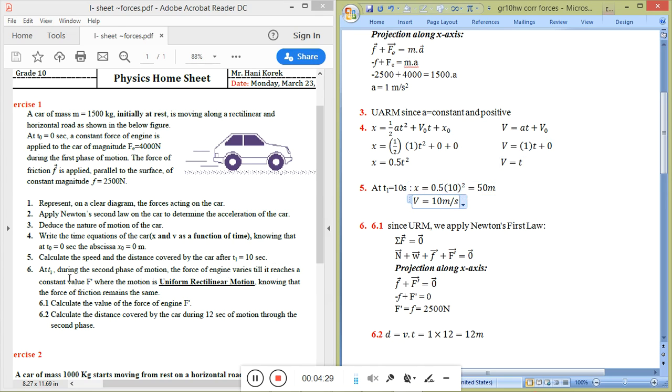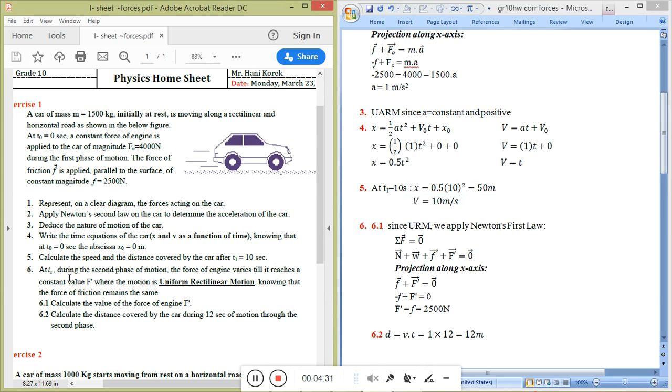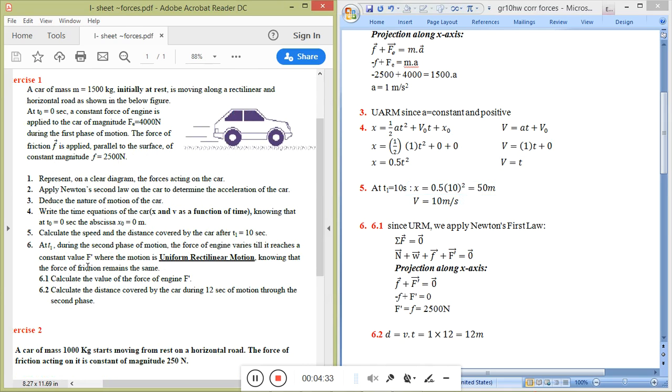Number 6, at time t1, during the second phase of motion, the force of the engine varies until it reaches a constant value, which is F prime. So we change Fe, the force of the engine, where the motion is URM, knowing that the force of friction remains the same, which is 2,500. Calculate the value of the force.